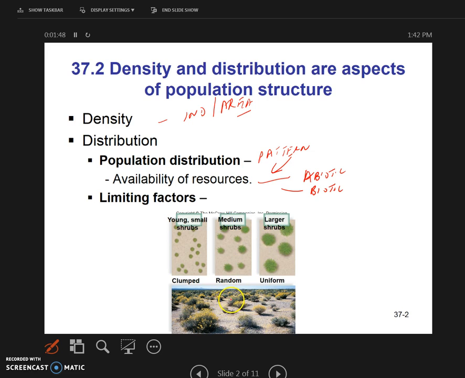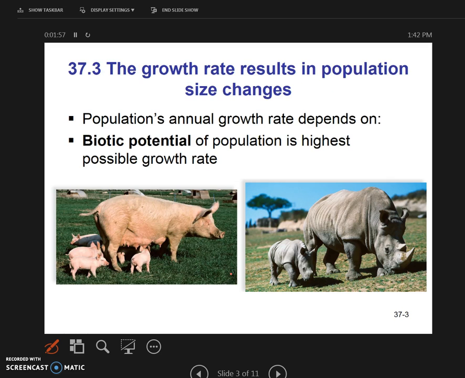You'll come across another word called range, and range is the portion of the globe where the species can be found. All right, the population annual growth rate now depends upon a number of factors. It depends upon the number of individuals that are born, the number that die, the birth rate, the death rate, and the annual immigration and emigration. Immigration, you understand, is moving into the area. Emigration is the number leaving the area. This would be the population annual growth rate.